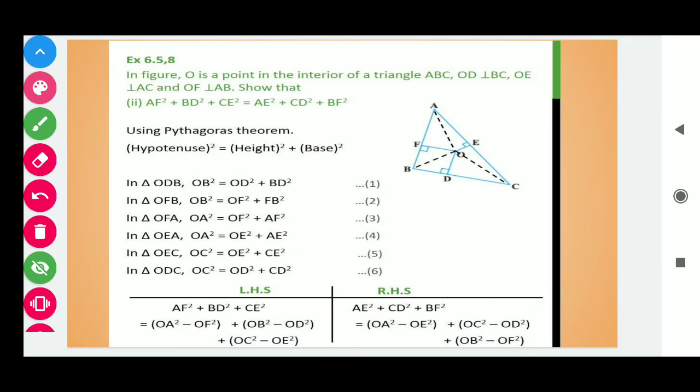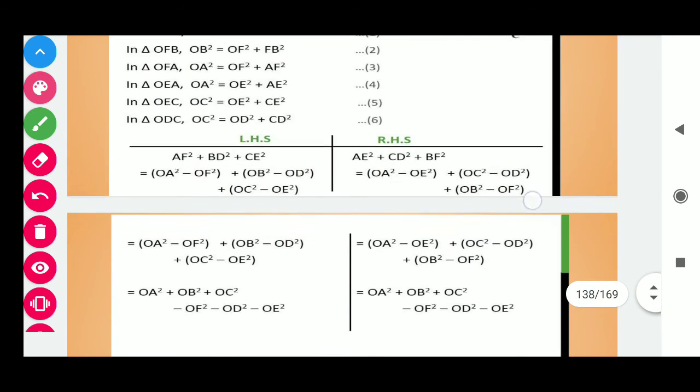And students, from the right hand side, you can see here AE square plus CD square plus BF square. AE square we have in the fourth equation, so put the value OA square minus OE square. And what about CD square? CD square is in the last equation, so we write OC square minus OD square. And the third is BF square. BF square is in the second equation, and we can write OB square minus OF square. So students, in this way we get the left hand side and right hand side.